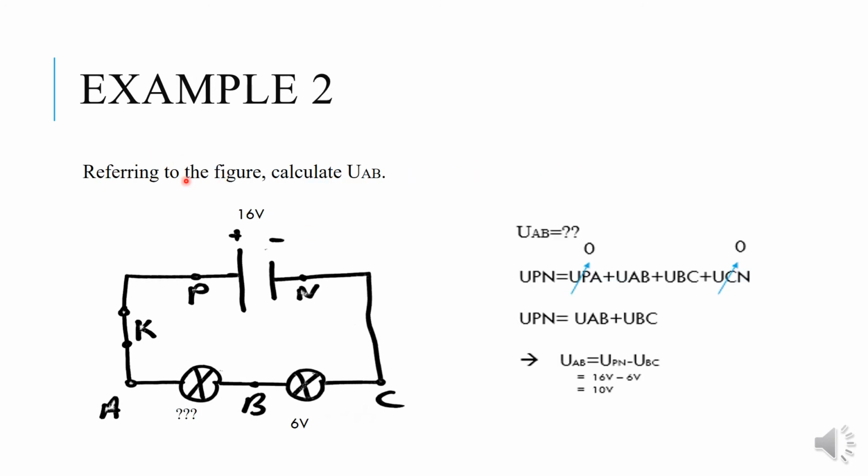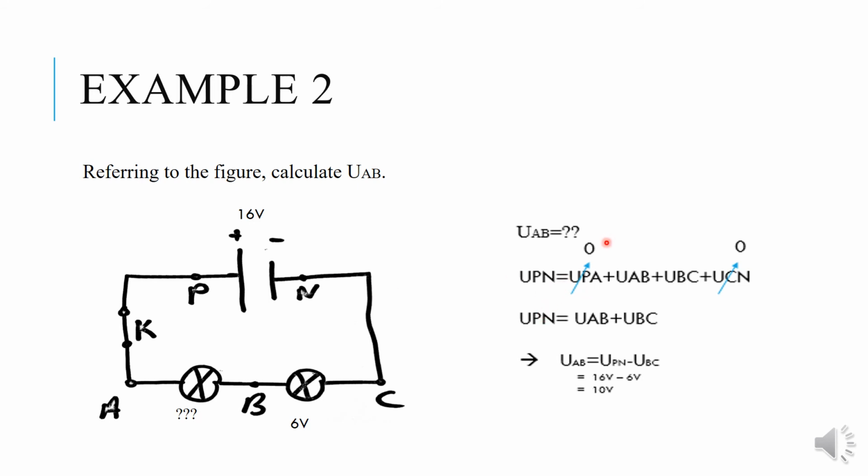Example 2. Referring to the figure, calculate UAB. We have to calculate the voltage across the 2 points A and B. What do we have between these 2 points? We have a lamp. It's an electric appliance. So let's calculate. Since it's a series connection, we have to apply the law of addition of voltages. UPN equals UPA plus UAB plus UBC plus UCN. Again, we just follow the points in the circuit.